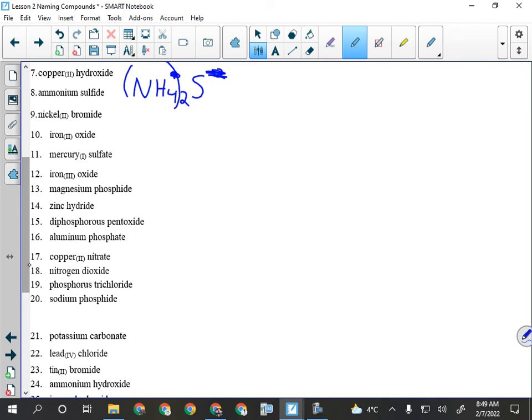So this is diphosphorous. So the symbol for phosphorus is P. The number for di is 2. And it's with pentaoxide. So O, and penta means 5. And I'm done. Okay, is that ringing a bell for everybody?